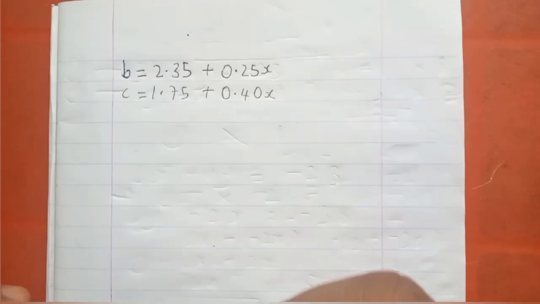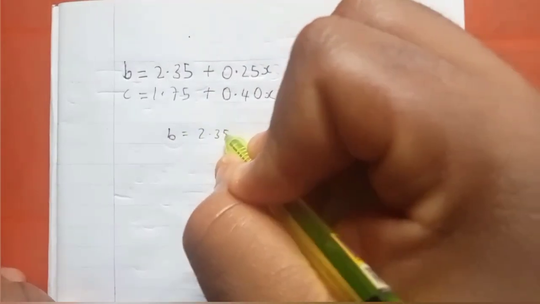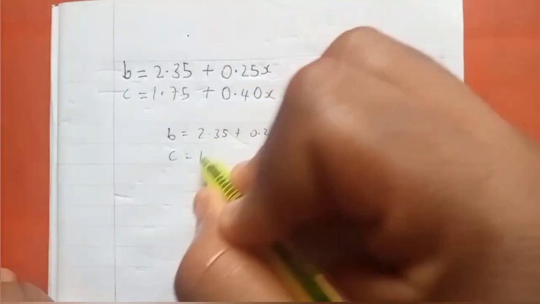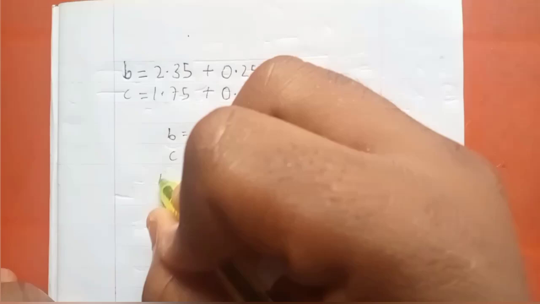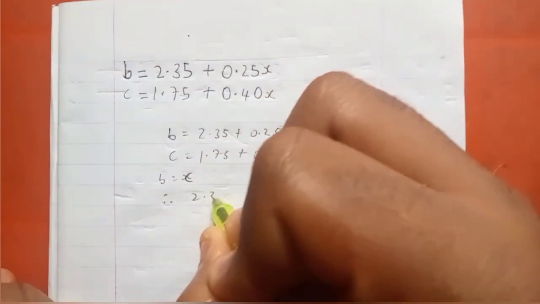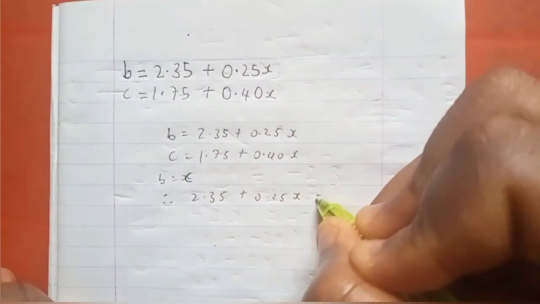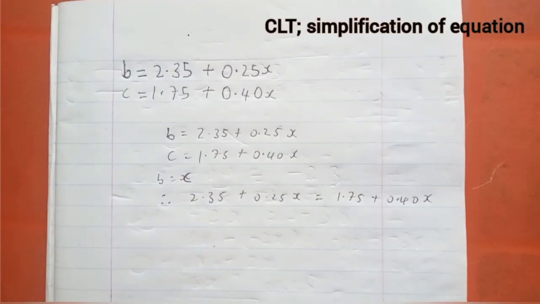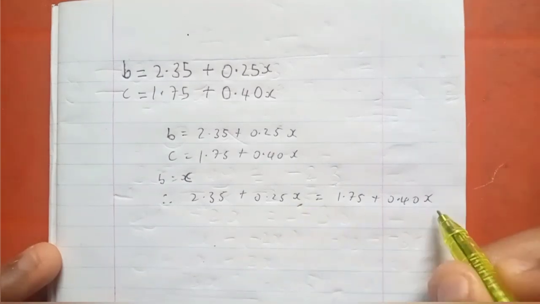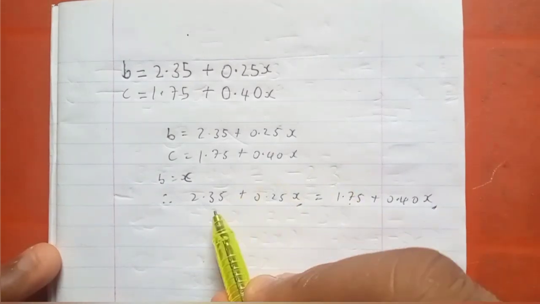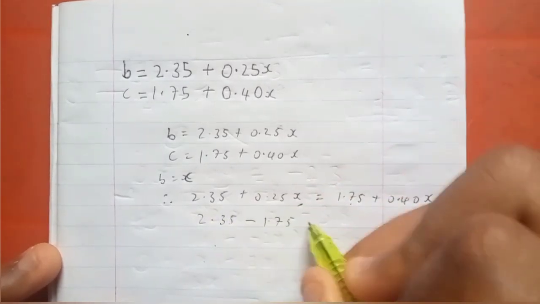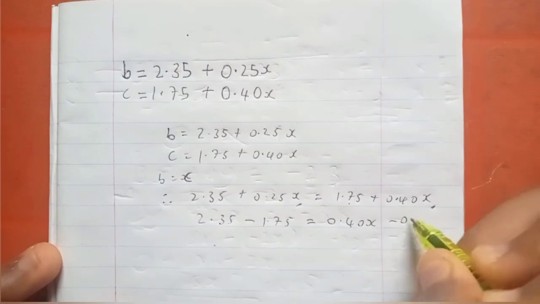That means we can simply say, since B is equal to C, and B is equal to 2.35 plus 0.25x, and C is equal to 1.75 plus 0.40x, and B is equal to C. Therefore, 2.35 plus 0.25x should be equal to 1.75 plus 0.40x. We will then collect like terms and simplify. There's x in this term and there's x in this term. So all the values that don't have x will go to the left hand side and all the values that have x will come to the right hand side. So we have 2.35 minus 1.75 should be equal to 0.40x minus 0.25x.